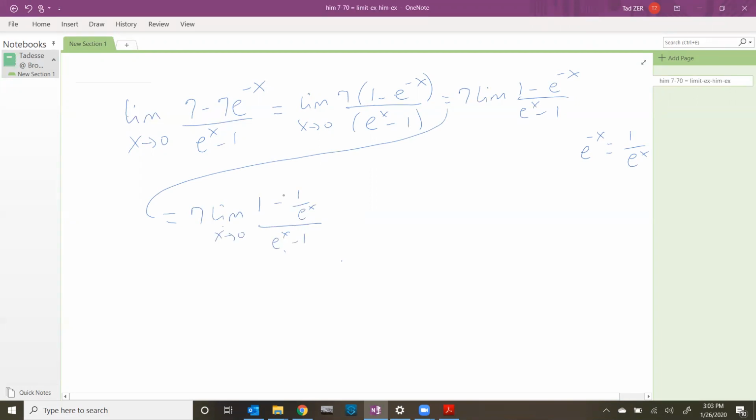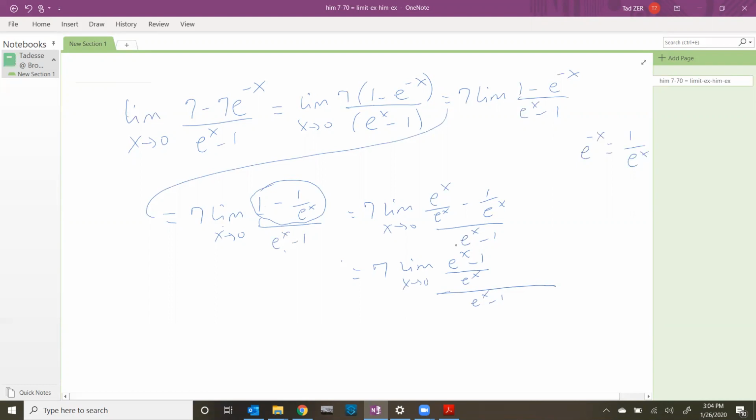Now let's find a common denominator for this numerator here. As you can see, the denominator here is e to the x, the denominator here is 1, which means I need to multiply this by e to the x. So this will be 7 times the limit of e to the x over e to the x, minus 1 over e to the x, everything divided by e to the x minus 1, as x approaches 0. So that will be the limit of e to the x minus 1 divided by e to the x, everything divided by e to the x minus 1, as x approaches 0.